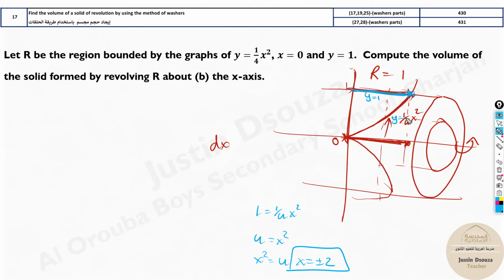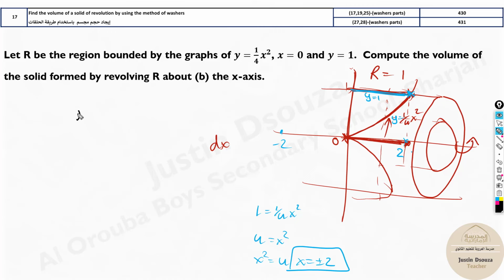I mean, this is what we get over here. So this x over here is 2 and minus 2 is somewhere over here. We won't take that because we're not considering the left side, we're just considering the right side. This is it. Now what next would we do? Here we found the intervals 0 to 2. We know the outer radius, we know the inner radius. Just put it in the formula and solve it up.